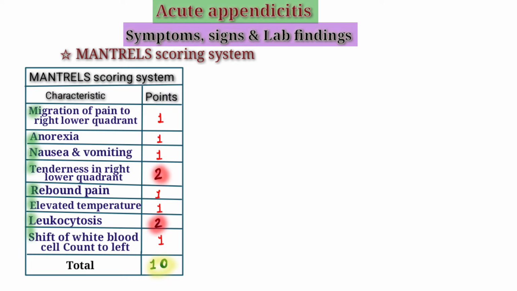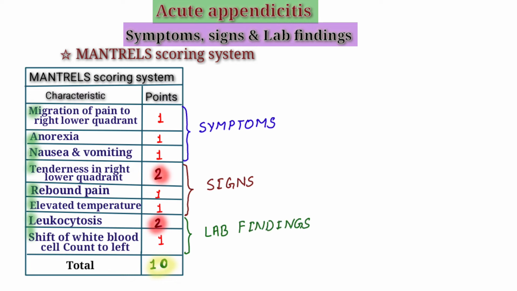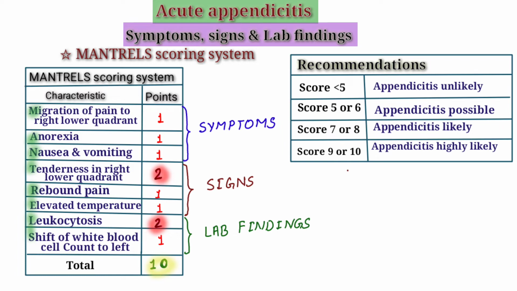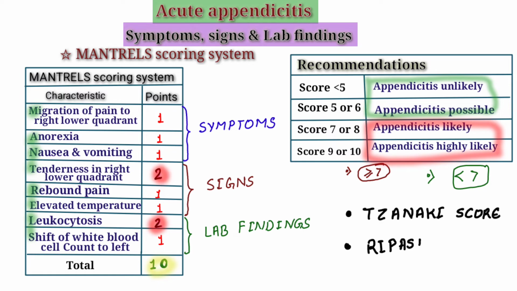In the MANTRELS scoring system, the first 3 characteristics are symptoms, the next 3 are signs, and the last 2 are lab findings. According to this system, if the score is greater than or equal to 7, then it is more likely to be appendicitis, and if it is less than 7, then appendicitis is unlikely. There are 2 more scoring systems you should know: the Tzanakis score and the RIPASA score.